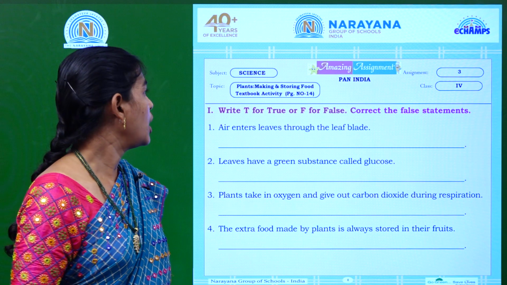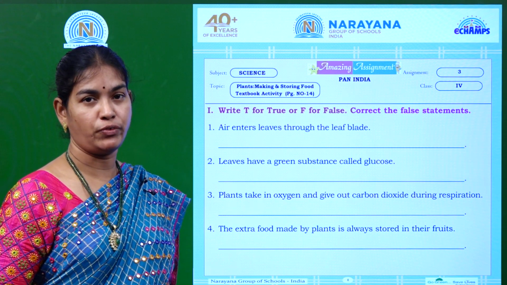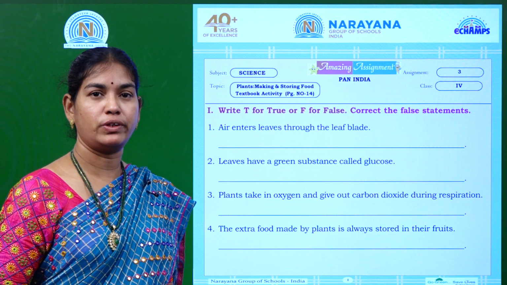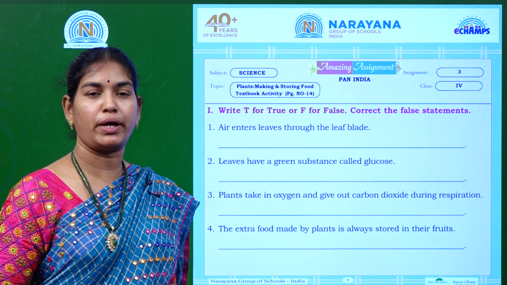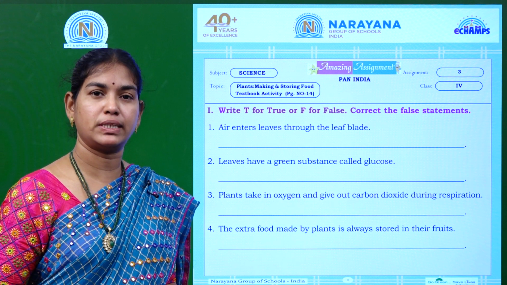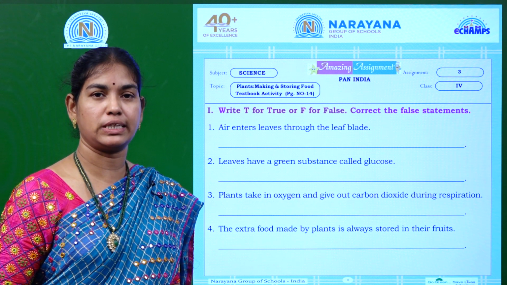Today's topic is plants making and storing food. Plants make their own food and store the food in different parts of the plant. The process of preparing food by the plants in the presence of sunlight is called photosynthesis.